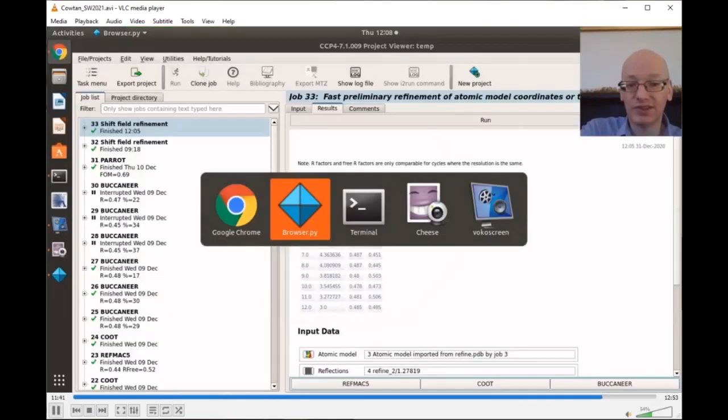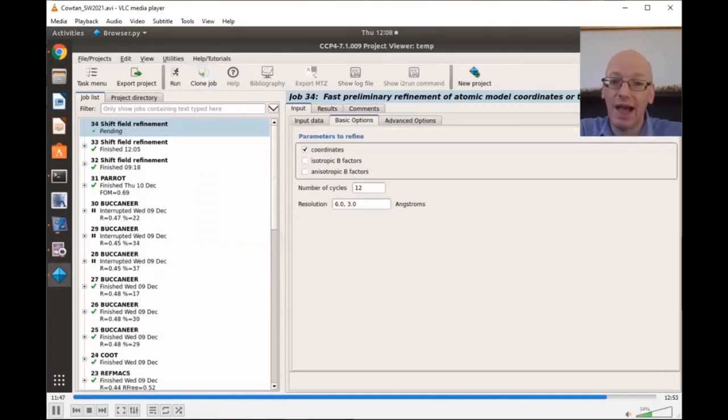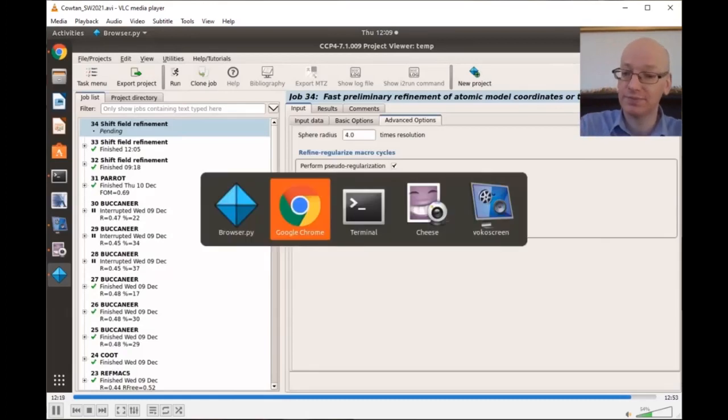So what does that look like? I will clone the job, and we will look at the basic options and then advanced options. To do this, we turn on pseudo-regularization by clicking this box. We do more cycles, and we'll turn on the extra isotropic B factor refinement step. Now, this isn't yet implemented in molecular replacement or model building pipelines because it's not quite as stable and mature as the existing calculation, but we'll be working towards that over the next couple of months.